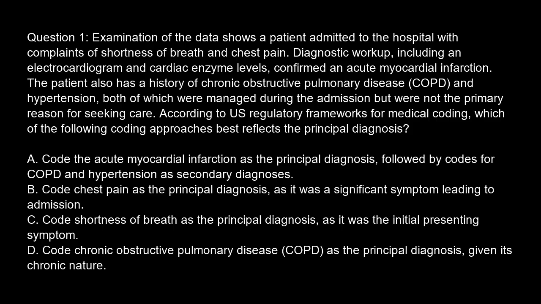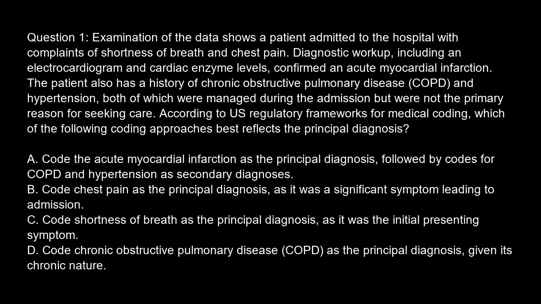According to U.S. regulatory frameworks for medical coding, which of the following coding approaches best reflects the principal diagnosis? Option A. Code the acute myocardial infarction as the principal diagnosis, followed by codes for COPD and hypertension as secondary diagnoses. Option B. Code chest pain as the principal diagnosis, as it was a significant symptom leading to admission.